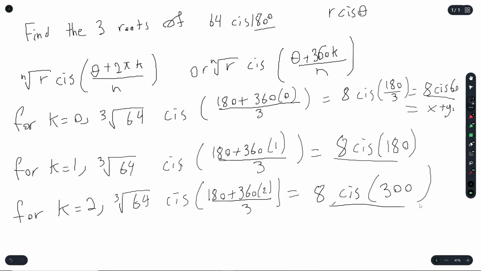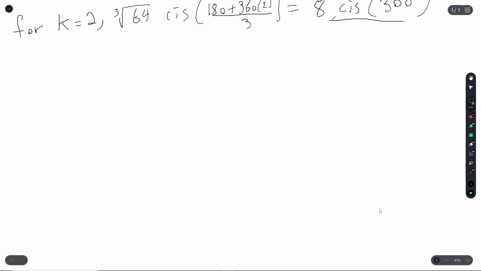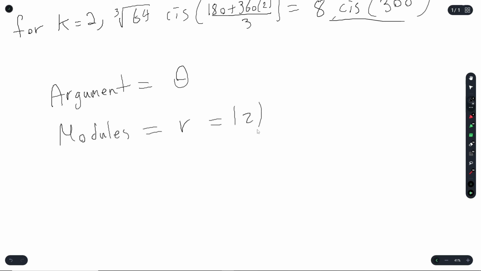On the quiz or on the final, they'll give you like 3 correct ones and 1 incorrect one, and you'll have to find the incorrect one. A few final notes for the lesson. If they ask you for the argument, they just mean they're asking for theta. If they ask you for the modulus, they're asking for r, or the absolute value of z.